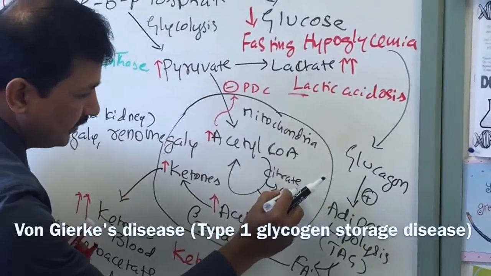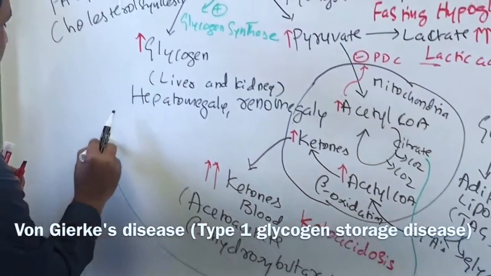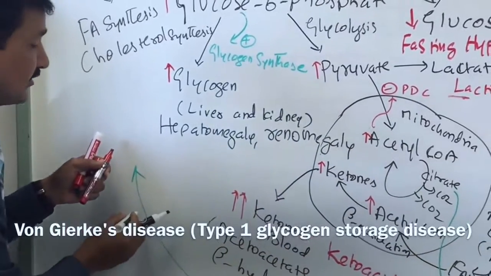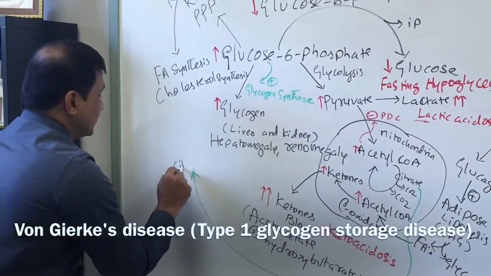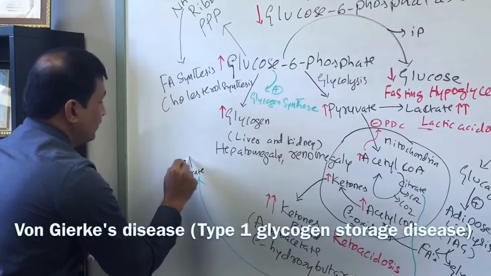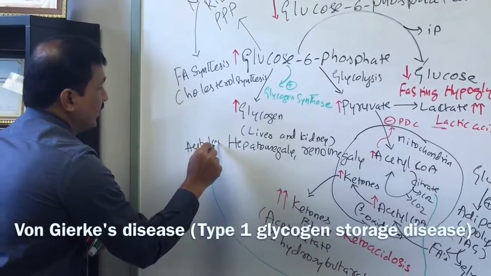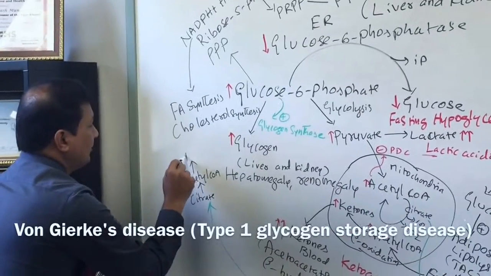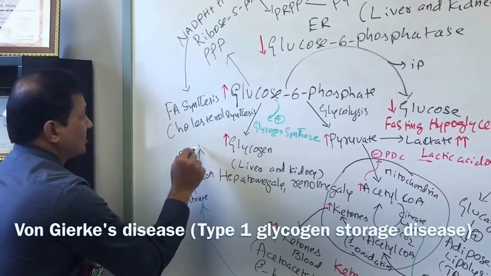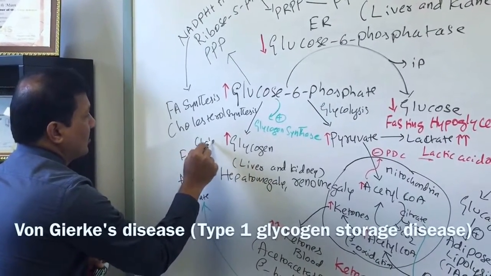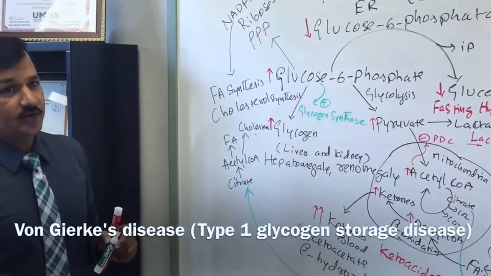Let me use a different color. Citrate can move out of mitochondria into the cytoplasm. And I'm bringing that here because I have space here to write. So citrate, which is there in the cytoplasm, will be broken down into acetyl-CoA, and this acetyl-CoA will go into fatty acid formation, and also it will go into cholesterol formation.